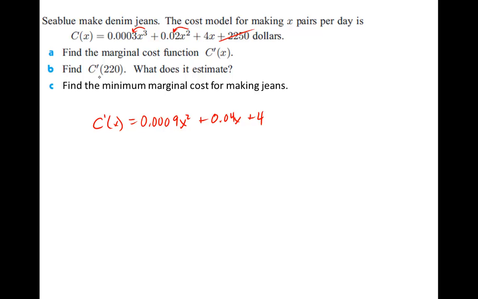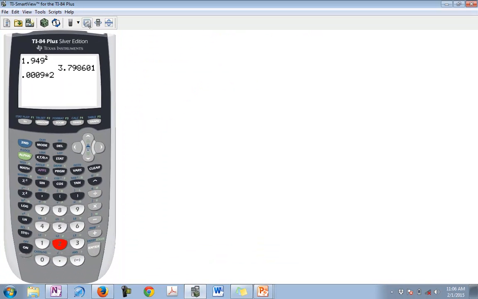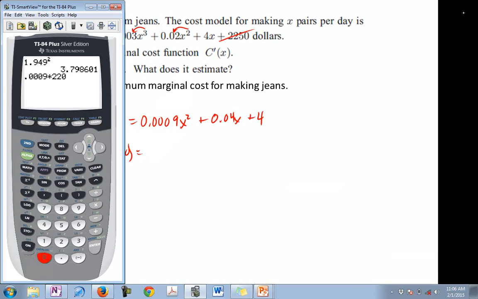Now it asks us to find the marginal cost of 220. That means C prime of 220. I'm going to bring up my calculator here. I'm going to go 0.0009 times 220 squared plus 0.04 times 220 plus 4. Okay, so I get an answer of 56.36.